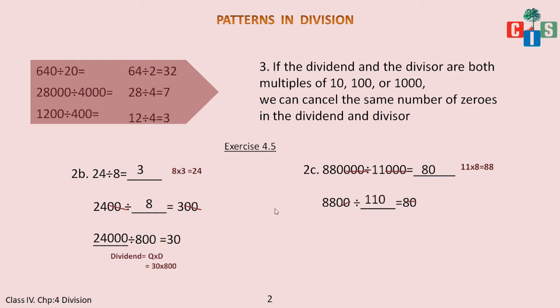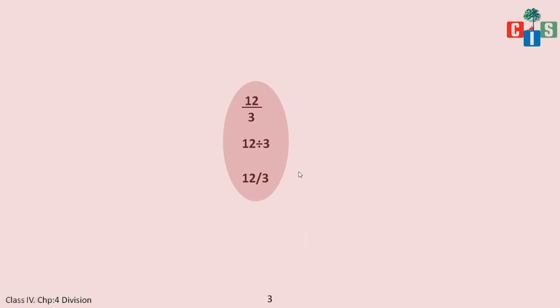I will explain this sort of example in the next videos also, so it will be clearer to you. Okay. The next I have taken is the presentation of division. See, 12 divided by 3 can be written like this, and like this also. This is all 12 divided by 3 but represented in a different manner.